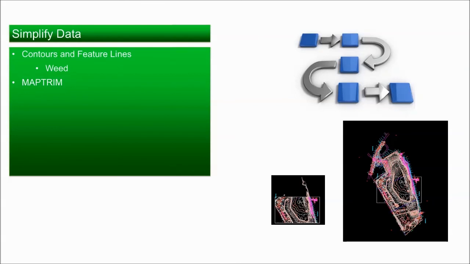Map trim. If you have a ton of data and there's a rectangle that you need and you want to get rid of everything outside that rectangle, we all know the AutoCAD trim command, but map trim is a really cool tool that makes this work really easy, really fast.